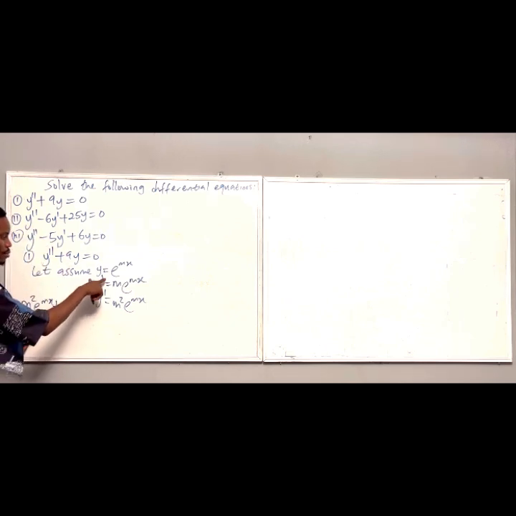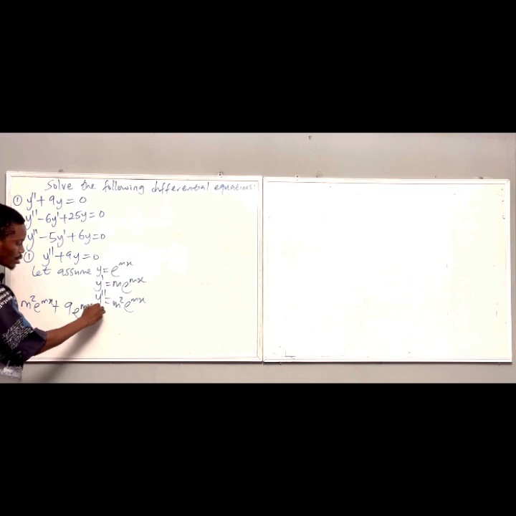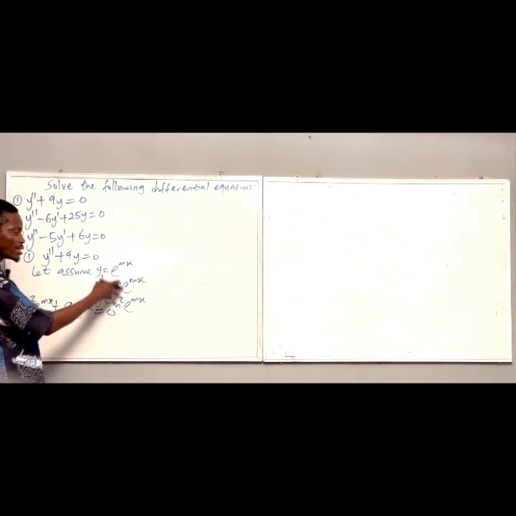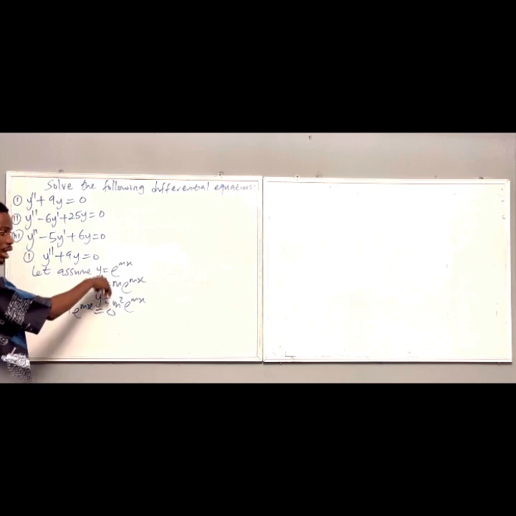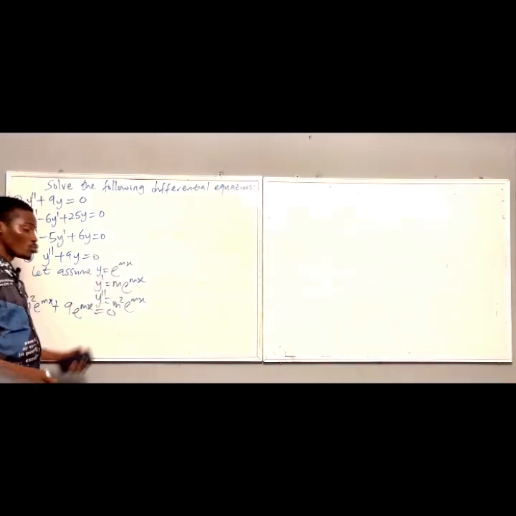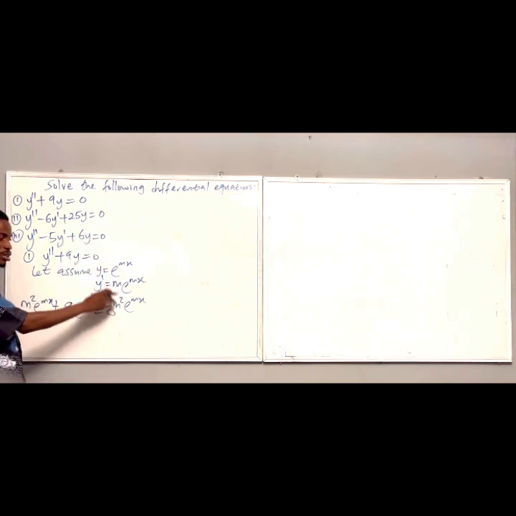What is my y? Summation ms is equal to 0. We assume that this is the solution. How can we solve it? So I just assume that it is. This is how to solve the question. We have to assume. So when you assume it, you differentiate it, and then substitute it into the equation.